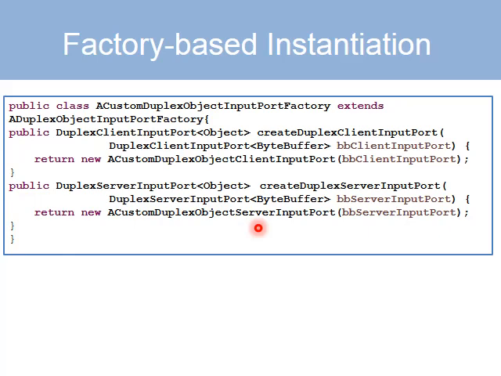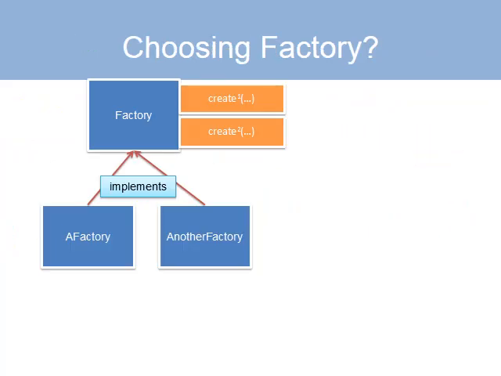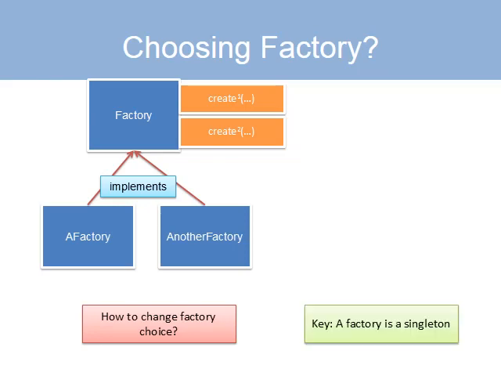Okay, and this factory is instantiating classes. It's not doing getting and setting, because these may or may not be singletons. In this case, they're not singletons, so it's always creating a new instance. So choosing a factory, that's the problem that we want to solve now, and how to change factory choice.